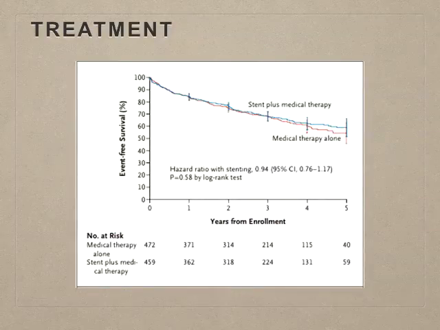Here's a graph showing the results. This is event-free survival over here. So basically the red line and the blue line. The blue line is the stent plus the medical therapy, and the red line is the medical therapy alone. There is no statistically significant outcome from stenting a patient versus just keeping them on medicines.